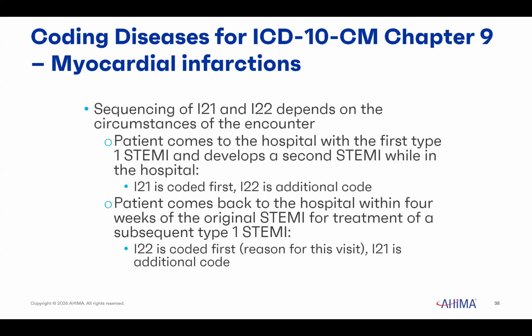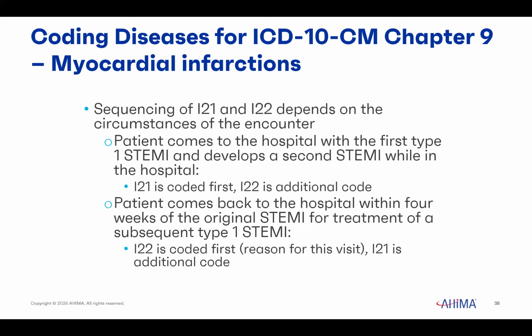Now for the sequencing. It is entirely possible that somebody will come to the hospital with a type 1 STEMI and develop a second STEMI while they're in the hospital. In this case, the principal diagnosis, meaning the reason for the admission after study, the I21 would be coded first and then followed by the I22 code.